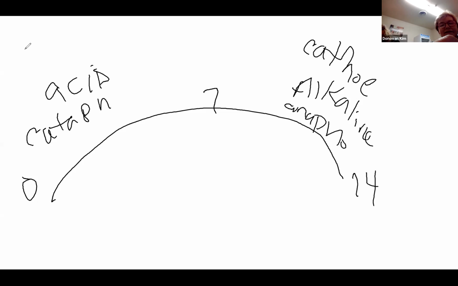This is catapharesis, this is going to be anode, okay? Because they have to have opposites in order to attract each other and make that work, all right? I know my writing's horrible, but can you see what I'm doing here?